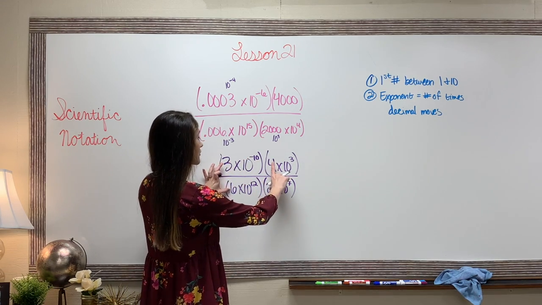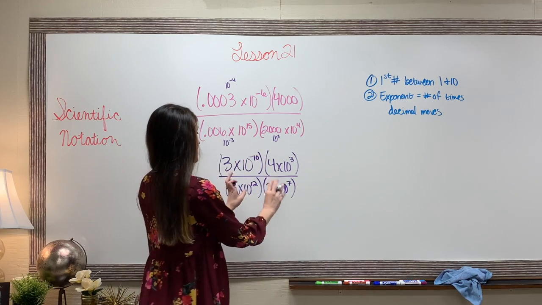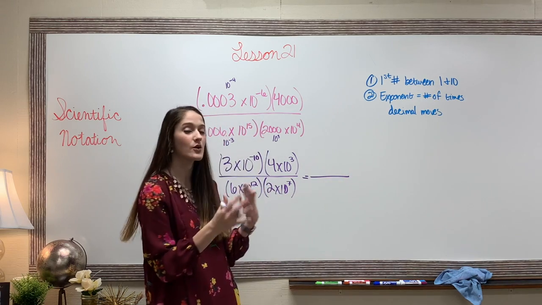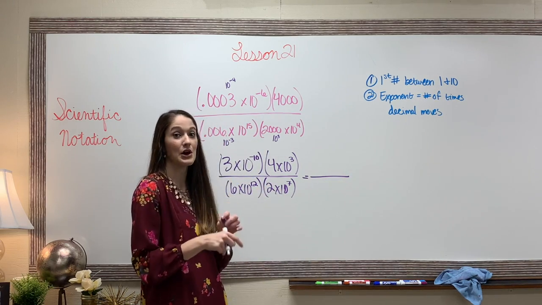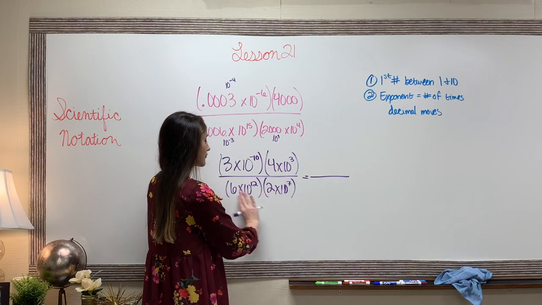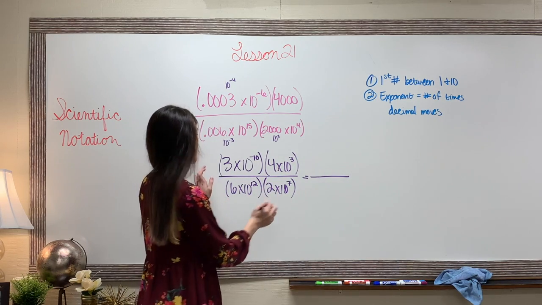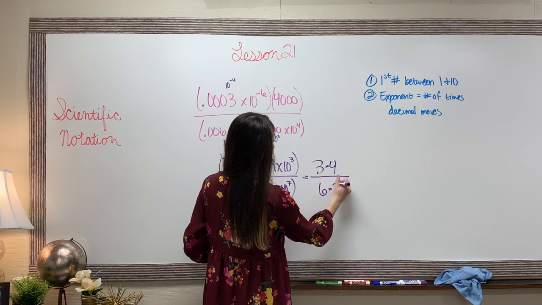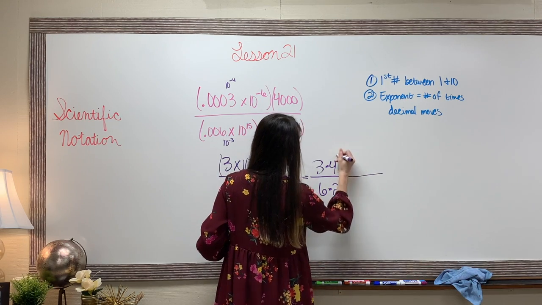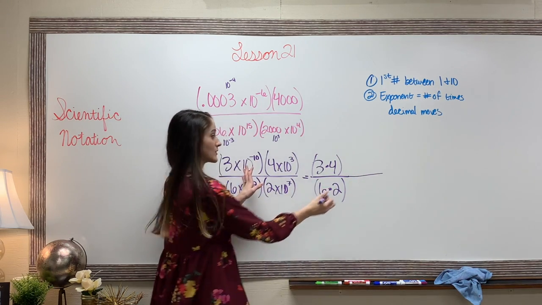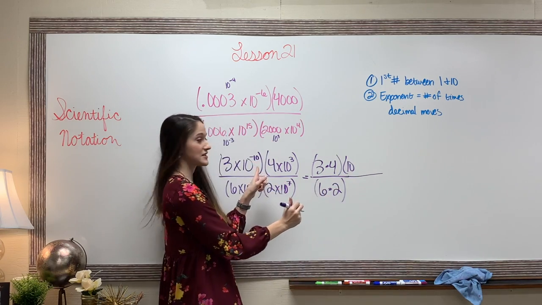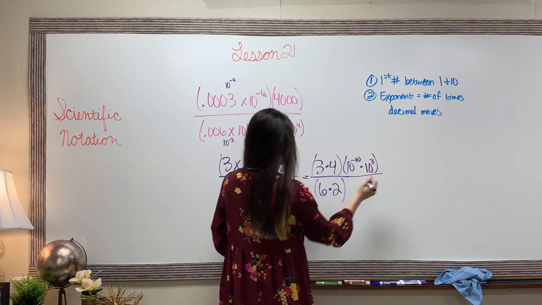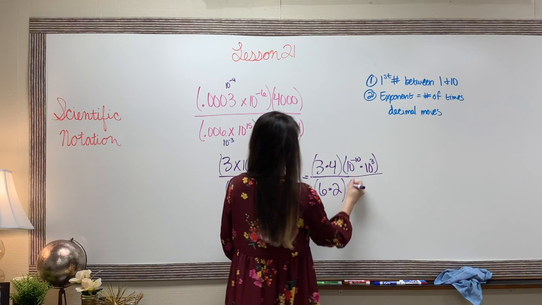Now we're going to treat our normal numbers in one situation and then our powers of 10 in another situation. Because we're multiplying, it's okay to split these up as long as we bring it all back together in the end. Right now, everything is a multiplication symbol, so that's okay. So we have 3 times 4 over 6 times 2. And then, let's deal with our powers of 10. We have 10 to the -10th and 10 to the 3rd, and then we have 10 to the 12th and 10 to the 7th.